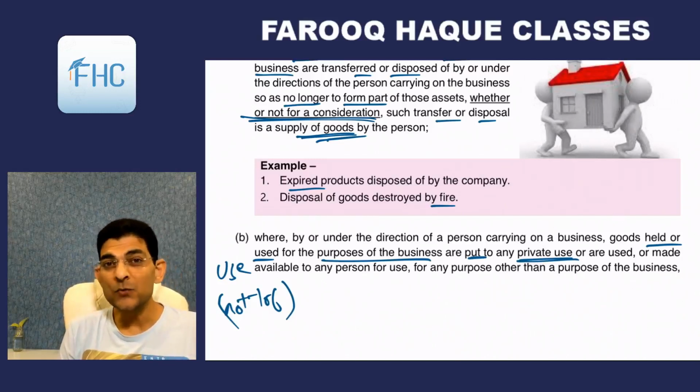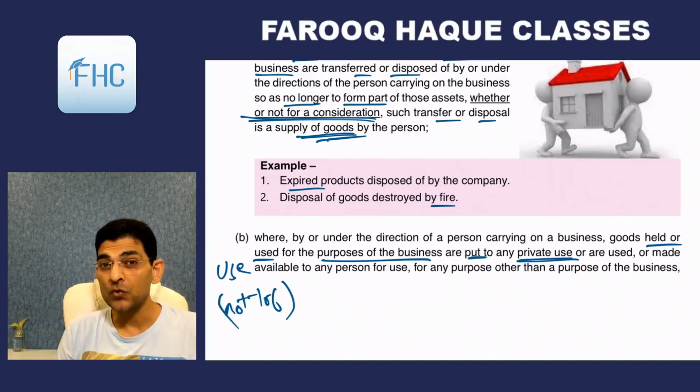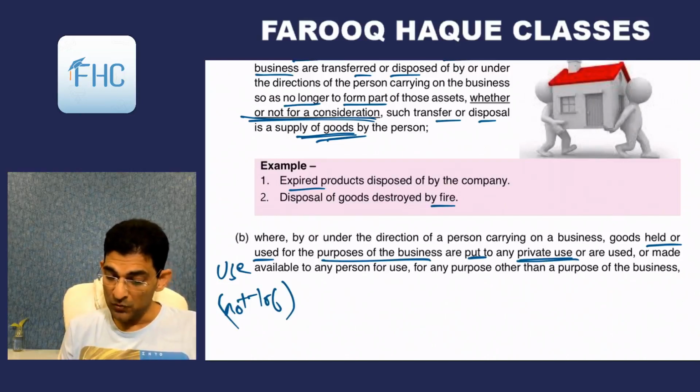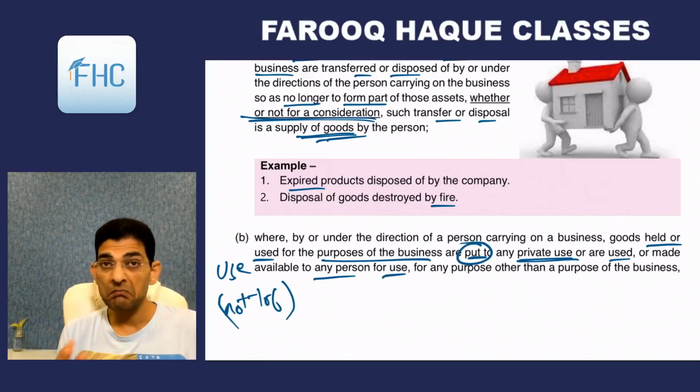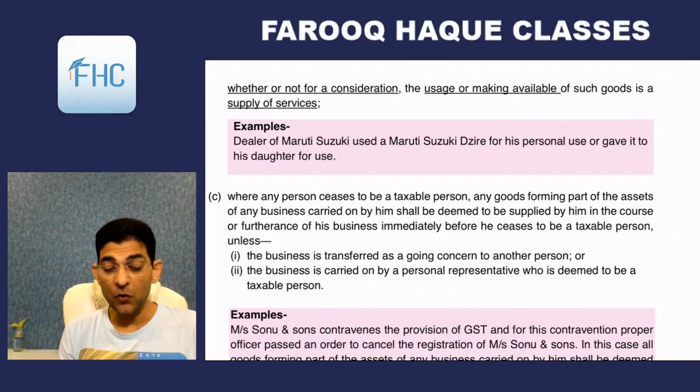It is converted to private use. Business asset is getting converted into private use. This will be called as supply of goods. Okay, put to any private use, or are used or made available to any person for use. So it can be made available to any person also, like house people and so on and so forth, friends, for any purpose other than a purpose of business, means business assets converted into private use, whether or not for a consideration.